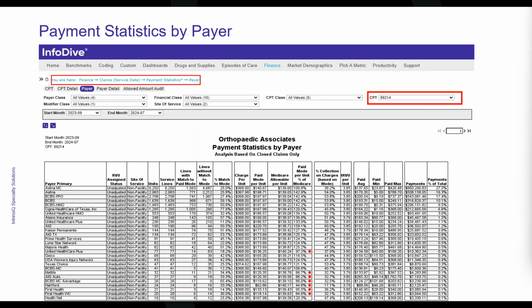Now, this report is the payment statistics by payer, and this is going to let you compare a specific CPT code by payer. You can also see there's actually 5 different reports under this tab, and you can see there's the CPT class, the payer detail, and then the allowed amount detail. And we'll dive into these reports when we get over to the portal, but this is the 4th report in your key report packet today.